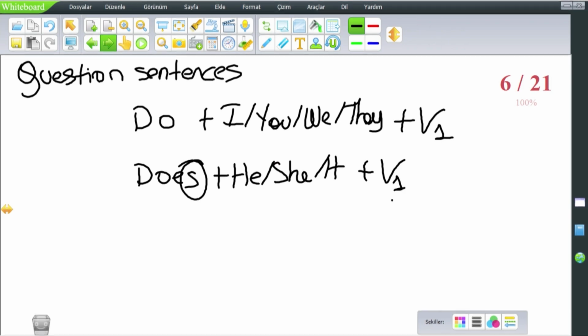Question structure in simple present tense. We take do and does and put them in the beginning of my sentence. Do, does, and then my subjects: I, you, we, they, he, she, it. We also explained that my verb in he, she, it doesn't get S because it's already in here.